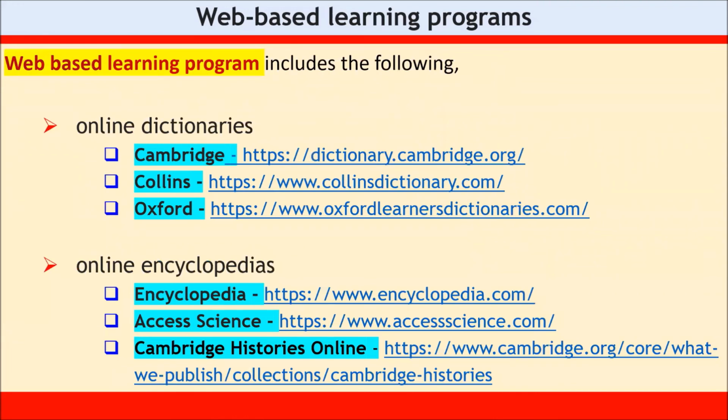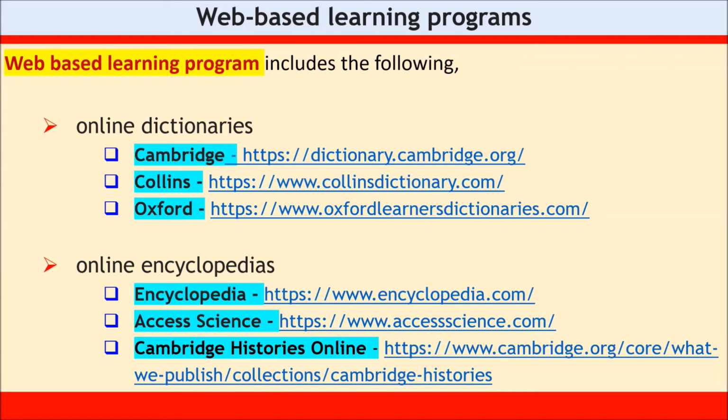Okay, then look at another slide, web-based learning programs. Not only interactive activities, there are some other types of websites also available. Online dictionaries, right? If you want to get the meaning of a word and the way of pronouncing it, you can use these online dictionaries. Cambridge, Collins, and Oxford are some of the common names.